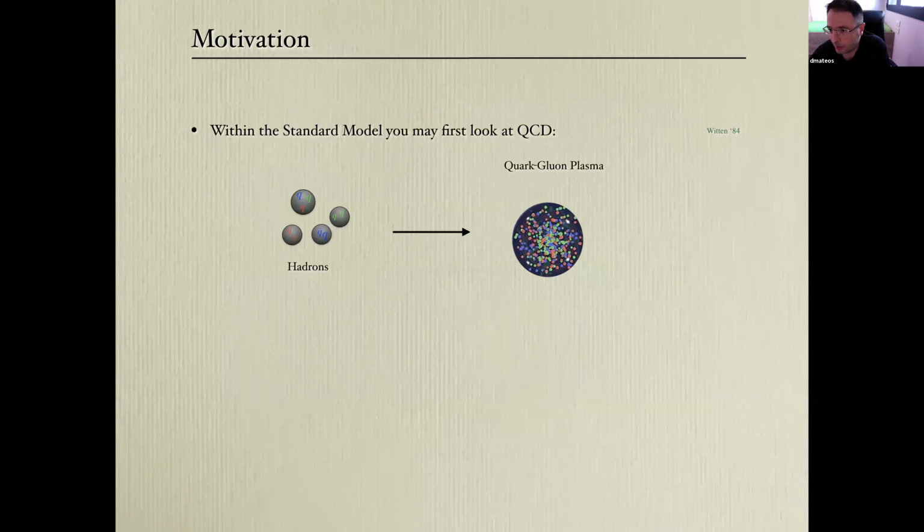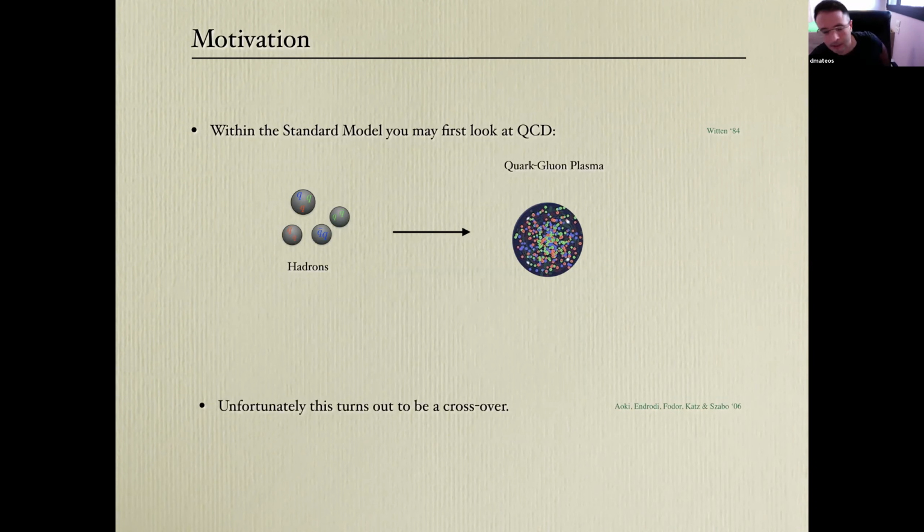So the first place you may look at in order to see if this could have happened in the history of the universe is within the standard model, is in quantum chromodynamics, because you know that there is a transition between the hadronic phase at low temperature and the quark gluon plasma at high temperature. Unfortunately, we know now, I think, very robustly that this is actually a crossover. It's a continuous and smooth crossover, not a first order phase transition.